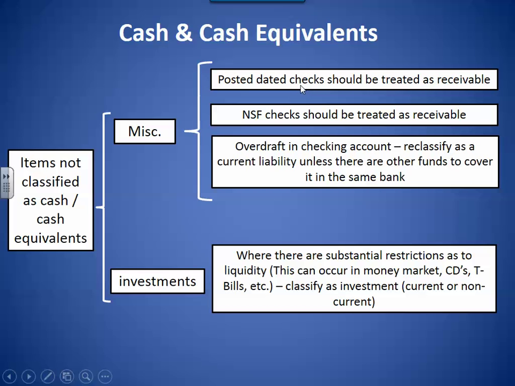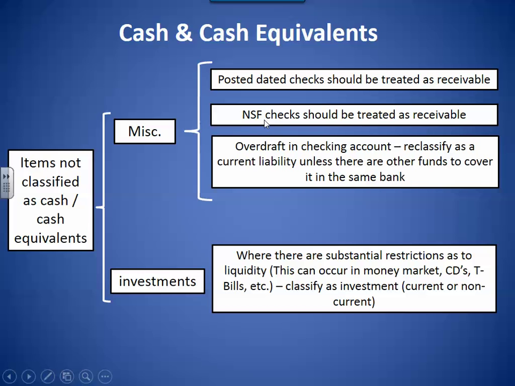First of all, post-dated checks. Post-dated checks are checks that, in theory, you may have, but they've been post-dated, which means they're dated in the future. So you can't really cash it. The bank won't theoretically honor it. So if you receive a post-dated check, you can't include that as cash. That has to be treated as a receivable when you receive it because you're going to collect it sometime in the future.